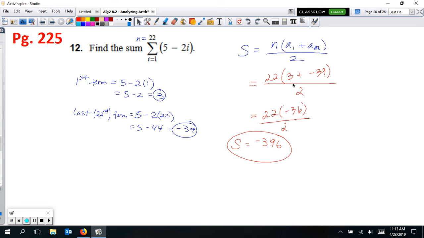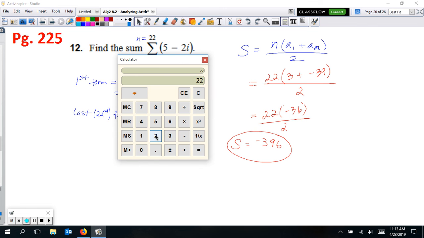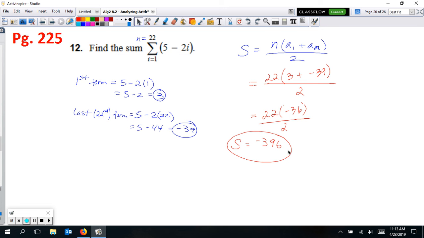Let's actually do this on the calculator really quick so you can see what I just did. 22 times 36 is going to be 792. It's a negative number there, so I can make it negative like that. And then I just divide by 2. That gives me negative 396. That's the sum of our terms. So the sum of all the terms is negative 396.